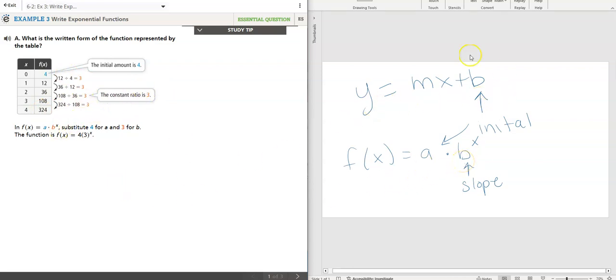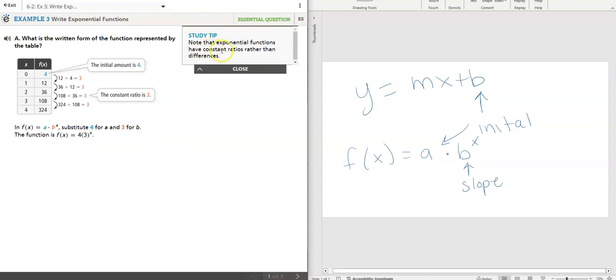So it's very similar to slope-intercept form, except using exponents. Okay. So I'm going to take the 4 and put it here. I'm going to take the 3, and this is going to be my function here. Note that exponential functions have constant ratios rather than differences. So instead of subtracting, we're not looking at addition here. We're looking at ratios, multiplication and division.